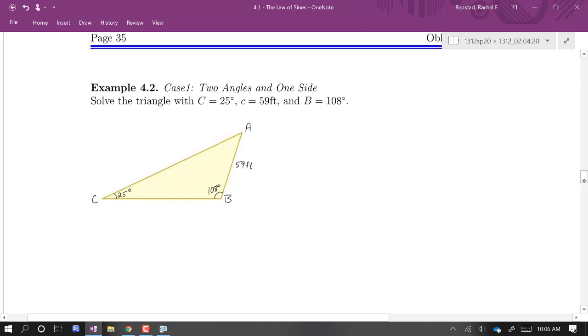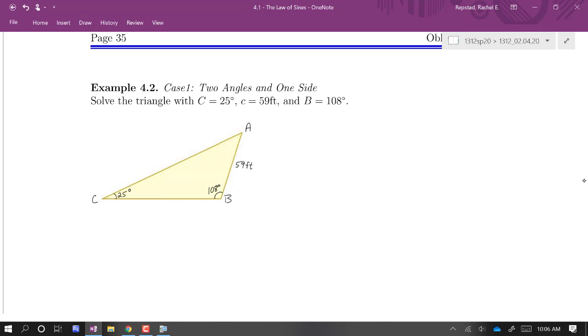Let's do another one. Now here's an example where we have two angles and one side. If you have two angles and one side, you can always solve this using law of sines. First of all, if you know two angles, you could just find the third angle. And regardless of which side you were given, since you basically know all three angles, you have a matched pair of an angle and a side opposite that angle.